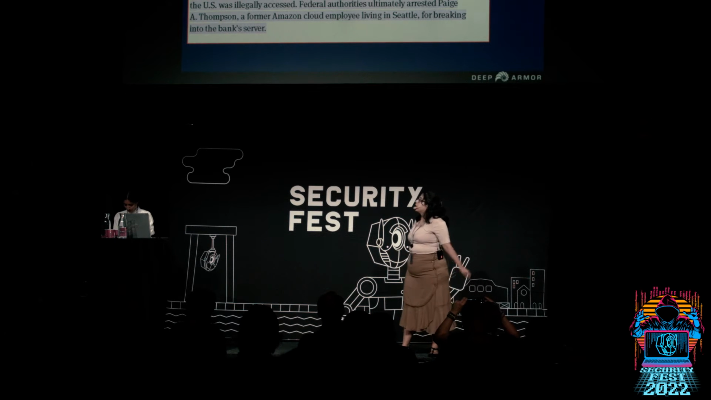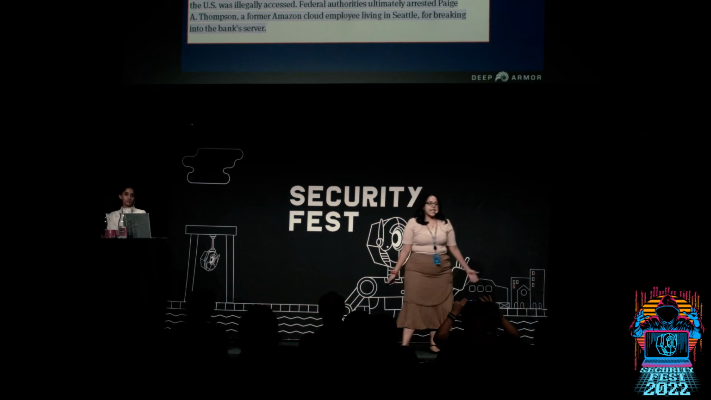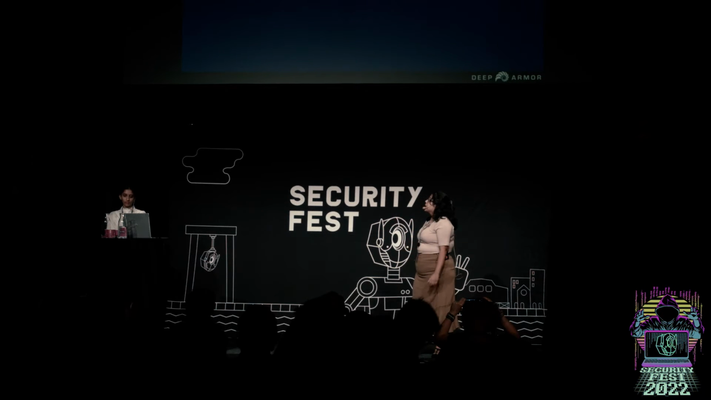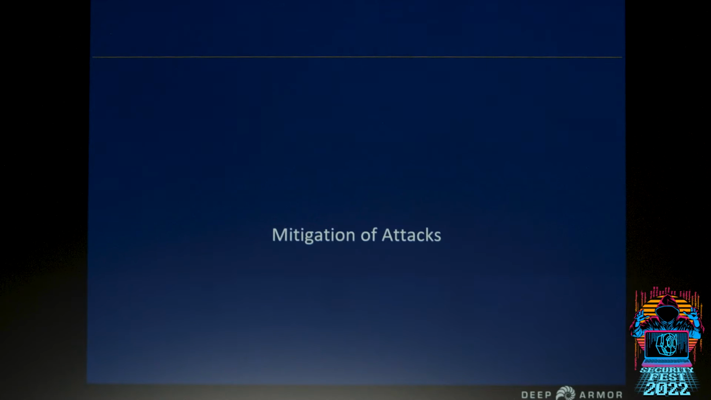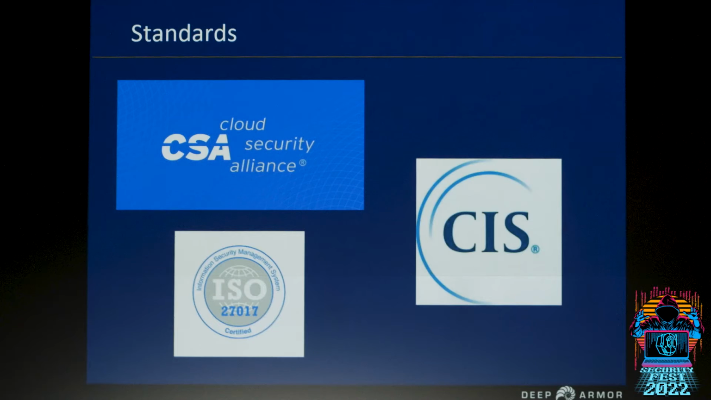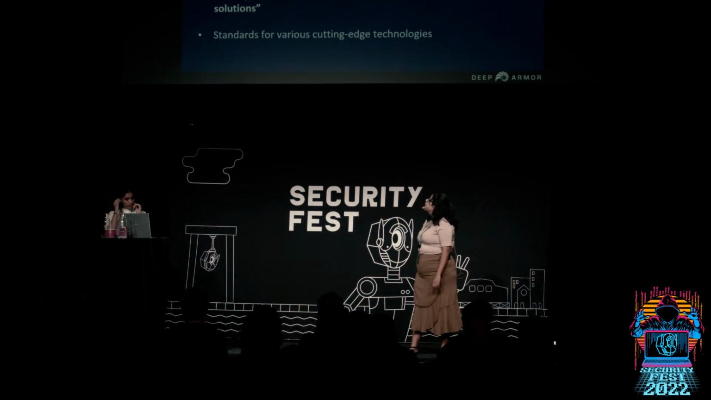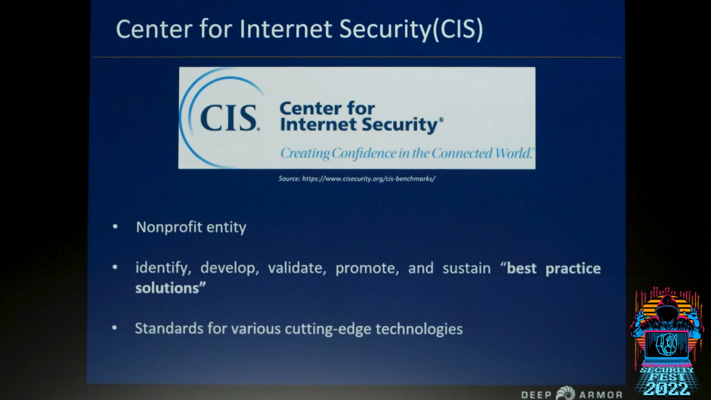As we saw, a lot of money as well as data is being compromised because the cloud is not secure, so we must find ways to mitigate these kinds of attacks. The community has come up with a few standards like CSA, that's the Cloud Security Alliance, ISO 27017, and also CIS, that's the Center for Internet Security. We primarily use CIS in our POC.